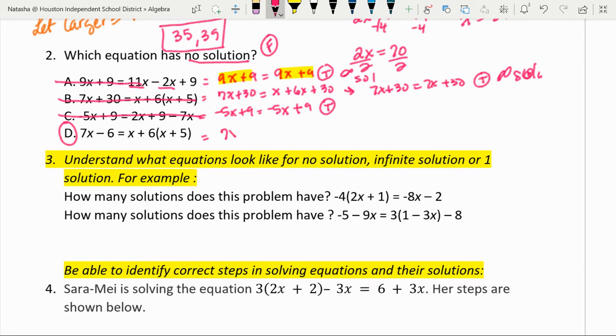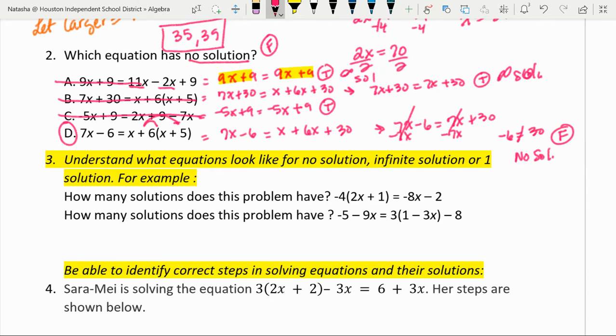So this is going to be 7x minus 6, and that's going to be equal to, we need to distribute that x. So that becomes x plus 6x plus 30, because 6 times 5 is 30. This is then going to simplify and become 7x minus 6 is equal to 7x plus 30. These variables are going to eliminate each other. So minus 7x, minus 7x. That gives me negative 6 is equal to 30. That's not true. That's false. So that is no solution.